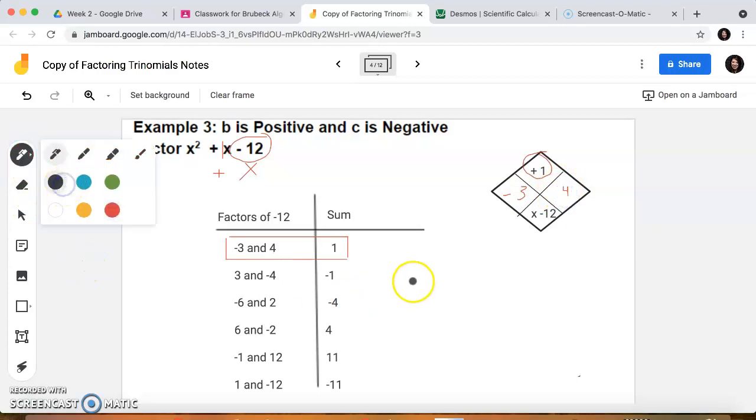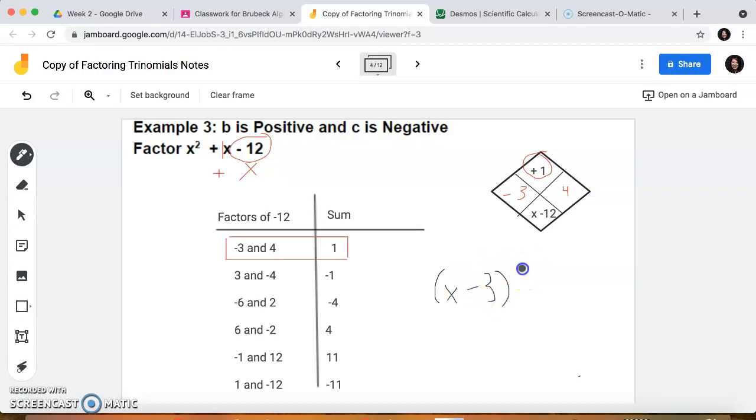So the answer is x minus 3. But then make sure you have x plus 4, because the 4 is positive. That doesn't look so good. Like this.